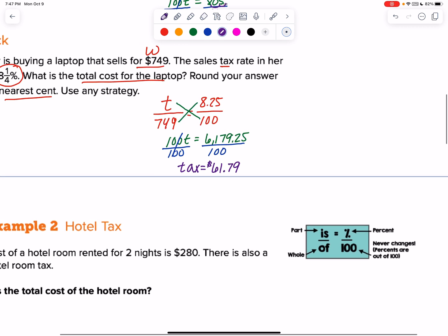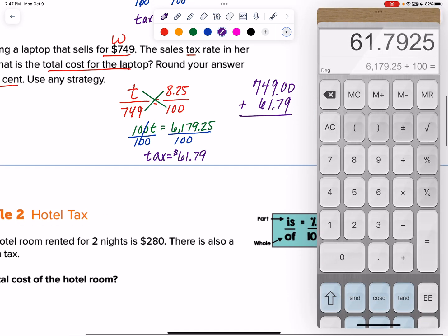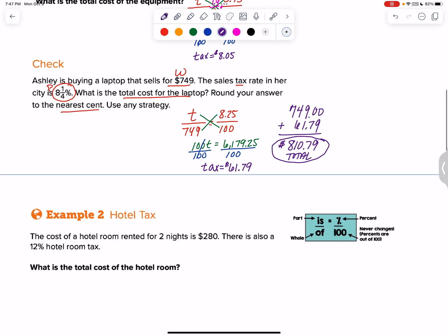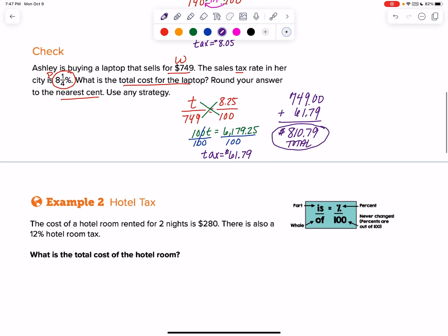We need to take our 749 plus our tax of $61.79, okay? So I'm going to show my math work, or at least show the problem setup right there. Make sure you use the rounded amount of tax, 61.79, and we have a total cost of $810.79. And let's go ahead and write total. So there we go, and that's what we're circling. So that's what work would look like for that. Okay, so something else to look out for.